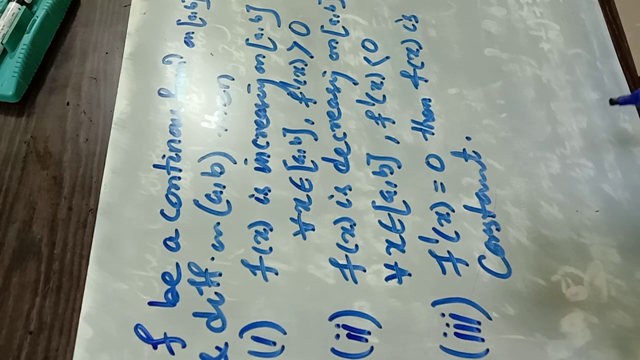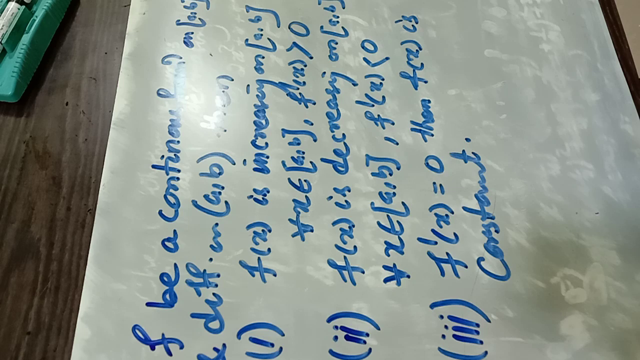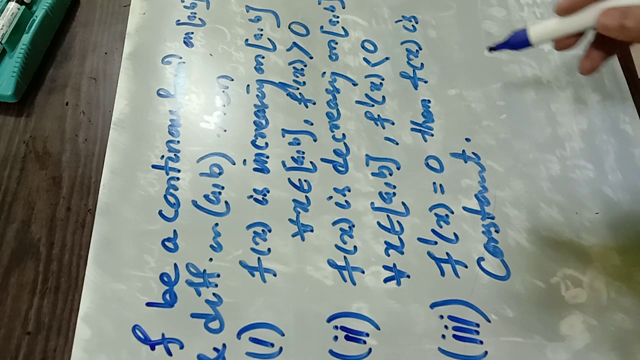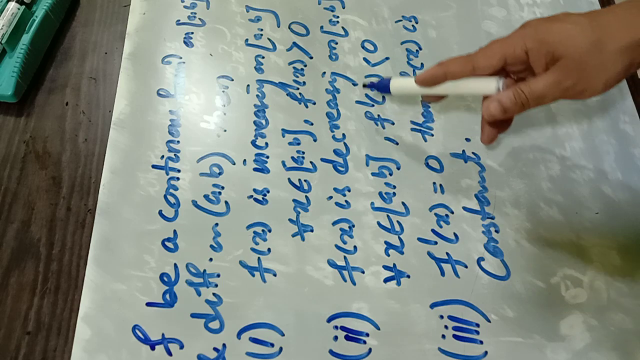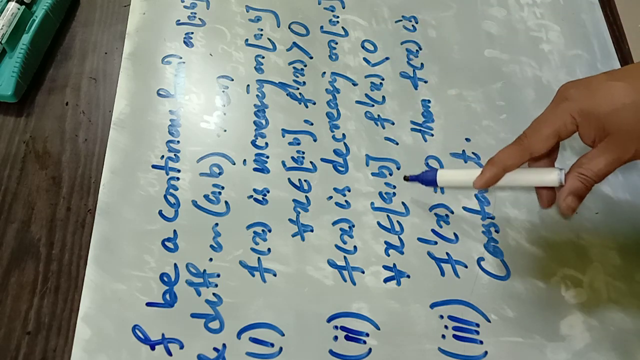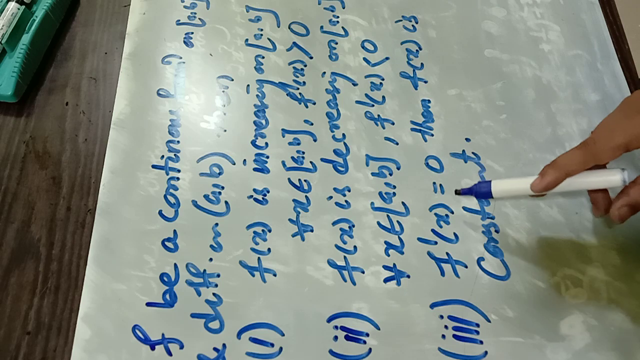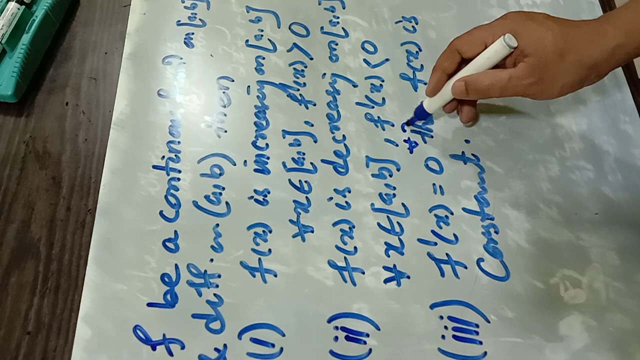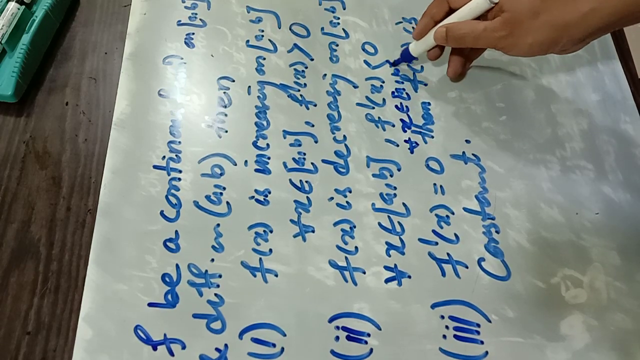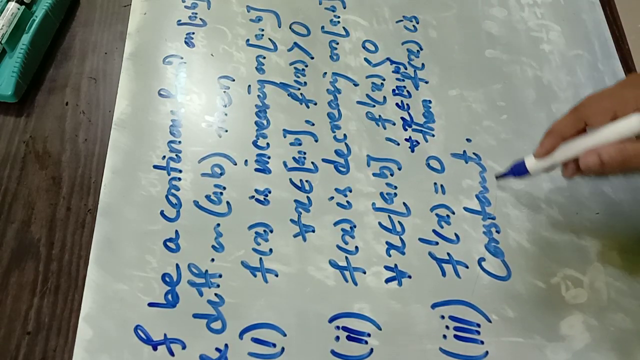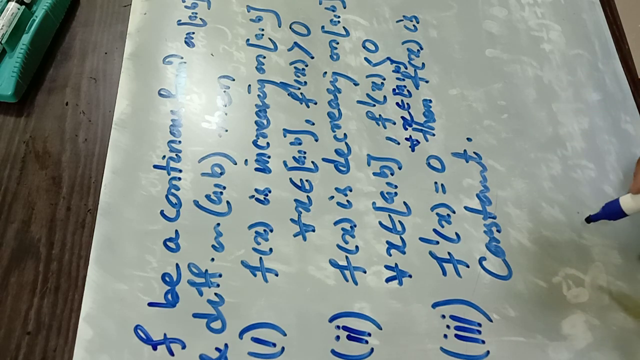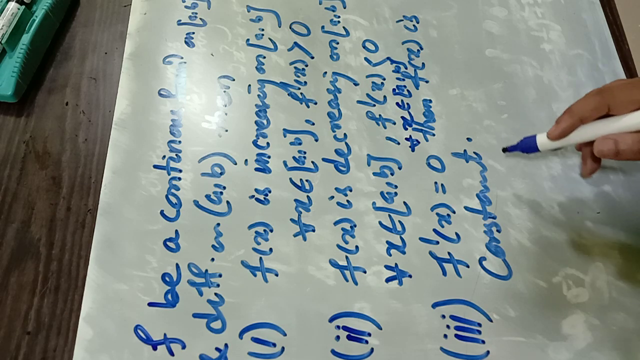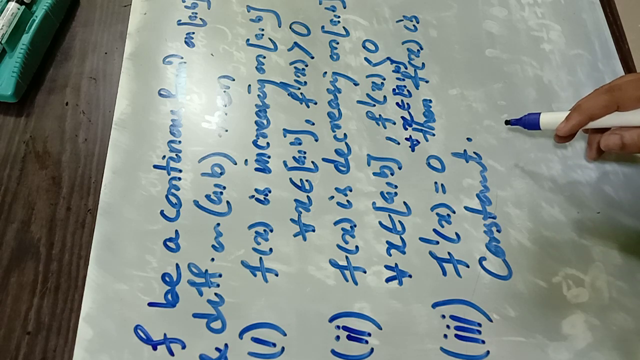If for all x belongs to that closed interval, f dash x is greater than 0, then f of x is strictly increasing on AB. And f of x is decreasing on AB if for all x belongs to AB, f dash x is less than 0. And f dash x equal to 0 for all x belongs to that closed interval AB, then we will call f of x constant. This theorem can be proven by using mean value theorem. So let us solve one example using this theorem.